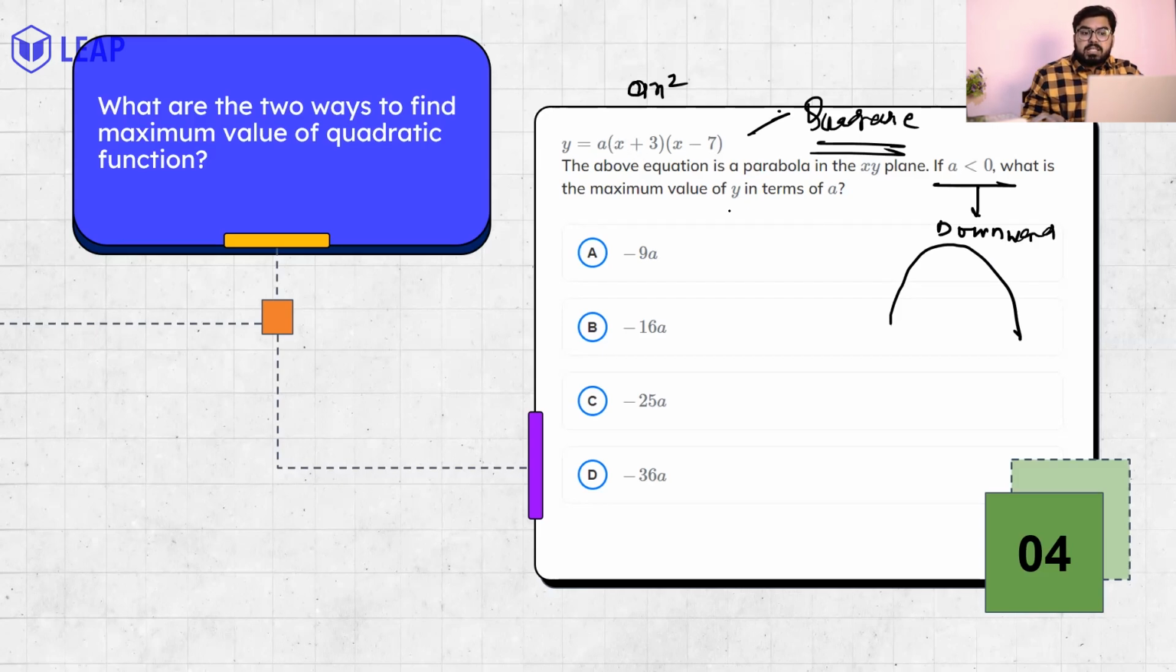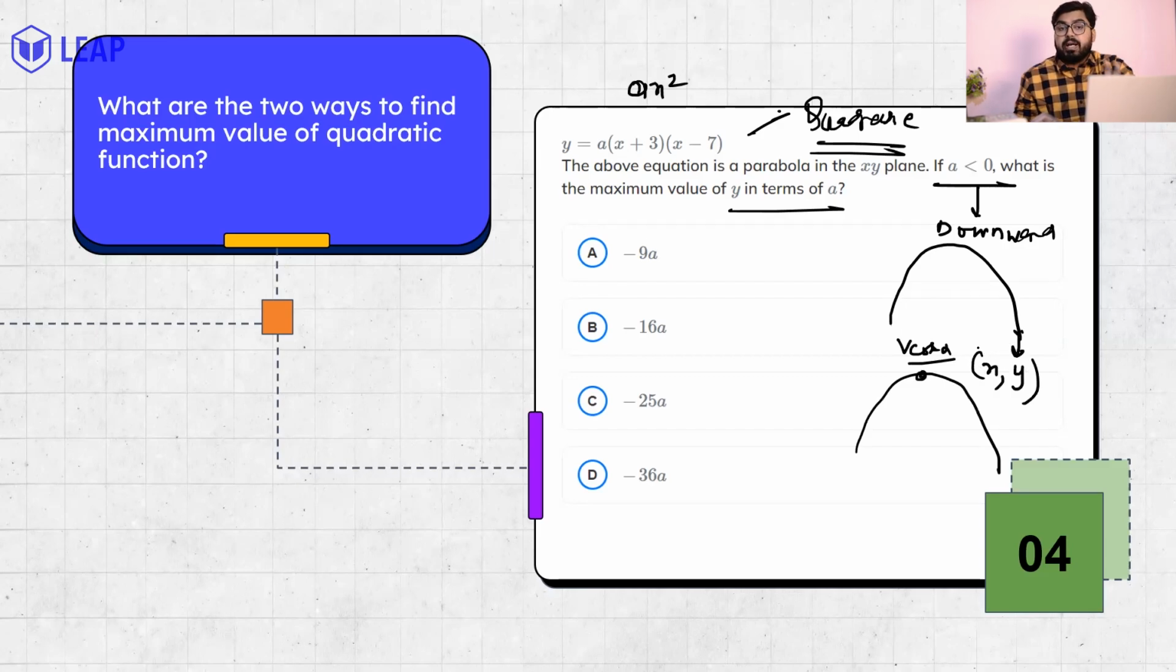Now, what is the maximum value of y in terms of a? It is asking for the maximum value. So over this downward parabola, where is the maximum value? This. And this maximum point is called the vertex. So what you have to find is the y coordinate of the vertex. But to find the y coordinate, you have to have the x coordinate of the vertex. So how do you find the x coordinate?